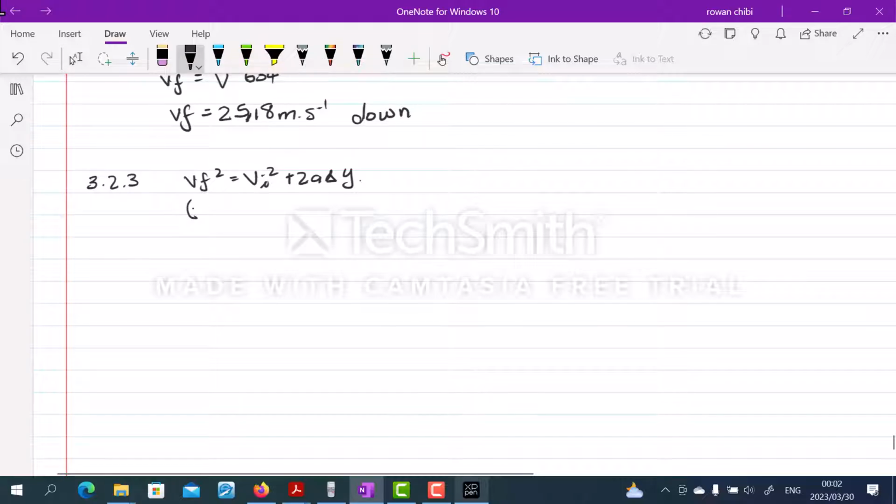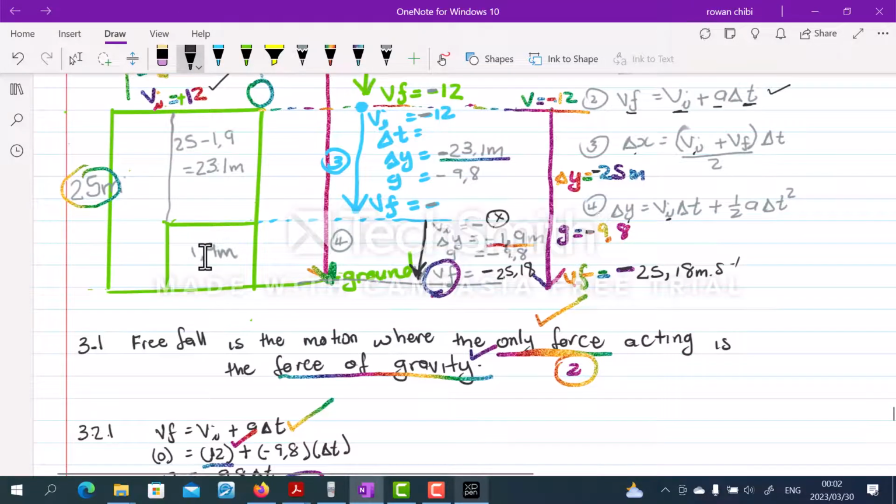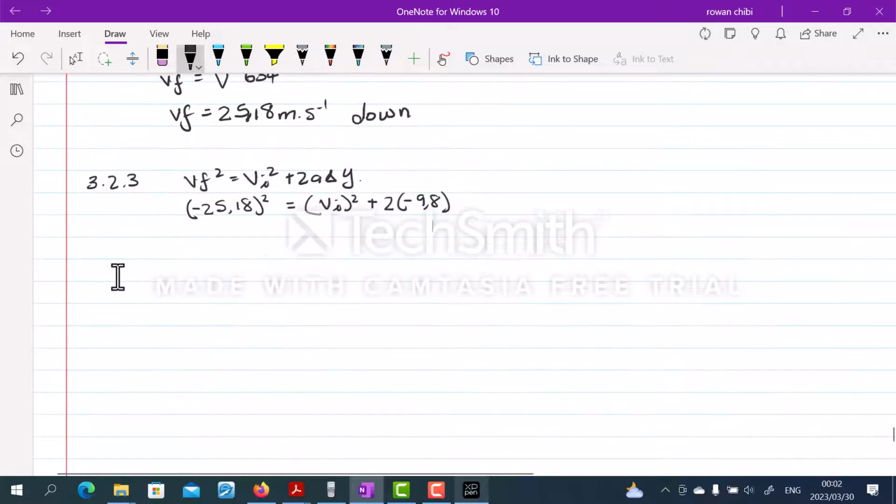Negative 25,18 squared equals v initial squared plus 2g, which is always 9,8, times delta y. The height of the door is 1,9, but we're going to say negative 1,9 because the ball is going down. Even g is also negative. So everything here is negative.